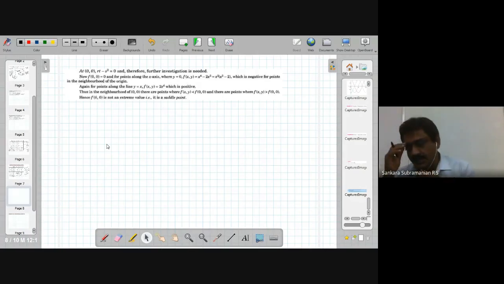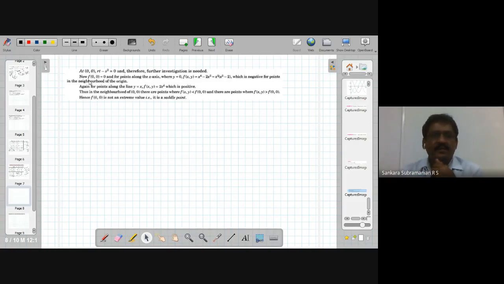It is a saddle point. How can you say that it is a saddle point? Now, if you replace x and y with 0, you get f of (0, 0) is 0. And for points along the x-axis, where y equal to 0, if you put y equal to 0, you get f of x comma y, in the neighboring points.